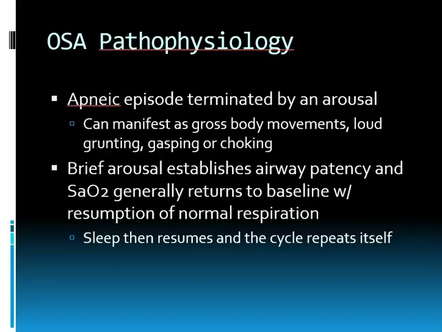And that arousal is what allows the airway to open back up. The muscles return to awake tension, and so the airway is able to open back up where the patient's able to breathe normally again, and hopefully the saturation level returns back to baseline. But then once the person falls back asleep, the cycle repeats itself.